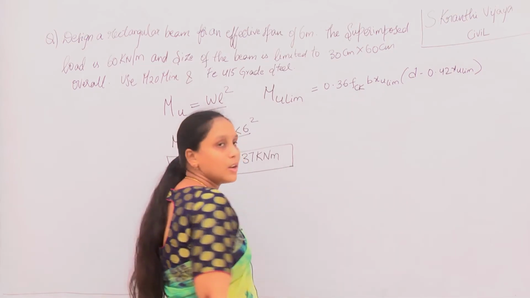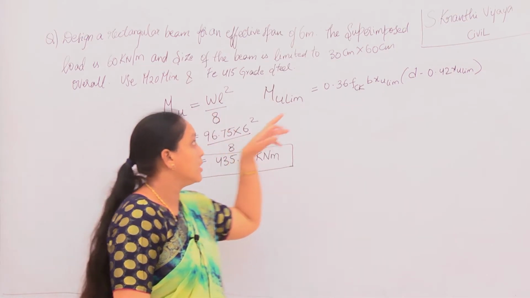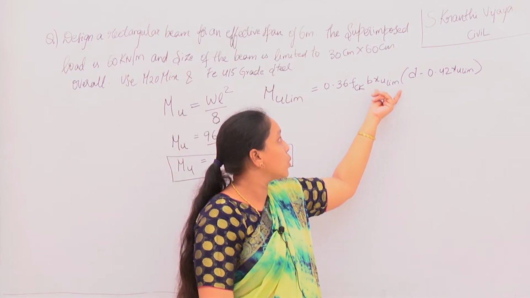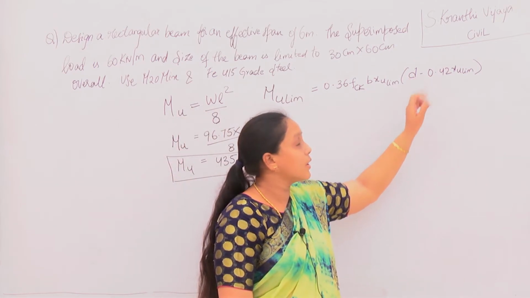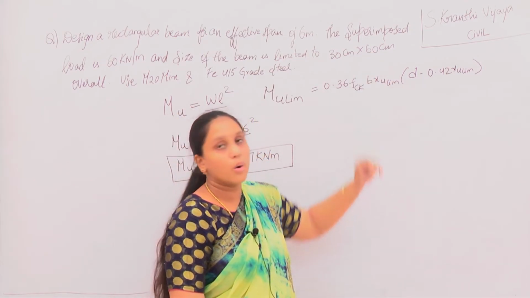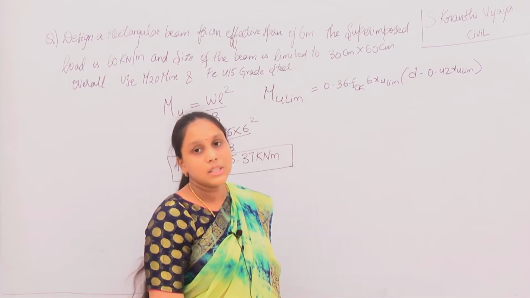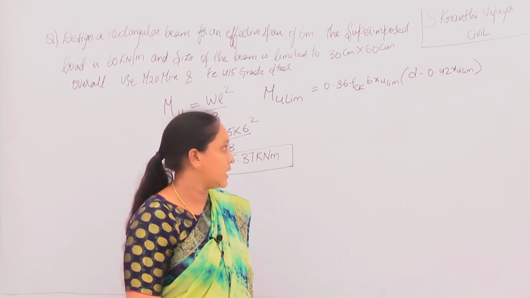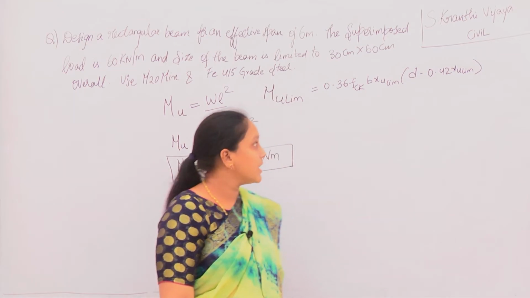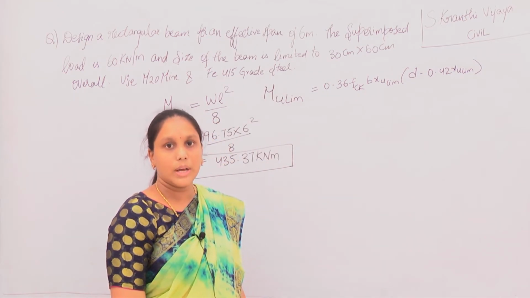So you already know the value of FCK, which is given in the question. P is already given. And what are the unknowns here? You have to know the XU limit and you have to know the D. Why do you have to know the D? Because here the overall depth is given as 60 centimeters, but the effective depth is not given. So first let us find out the effective depth D.